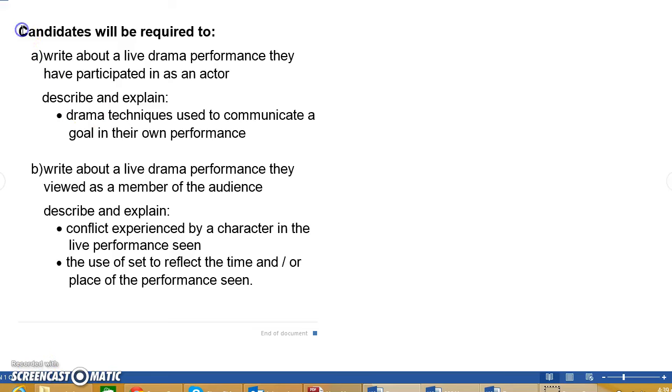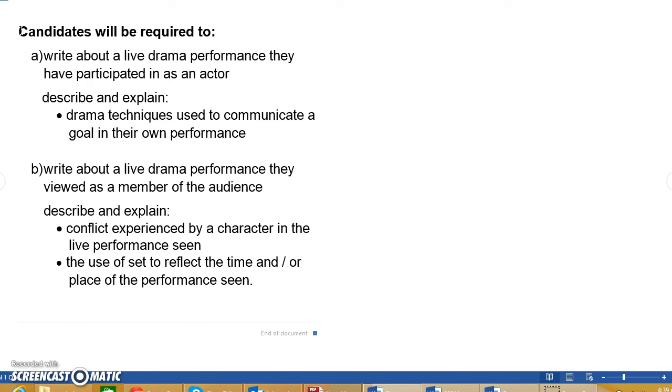Hi everyone. Today I'm going to talk to you about the drama exam and what to expect. It's really quite handy that they give us very clear specifications about what's going to be in the drama exam, so you know exactly what to study for and you can prepare really well. And if you want to go for excellence, there's no reason why you shouldn't get it if you're well prepared.